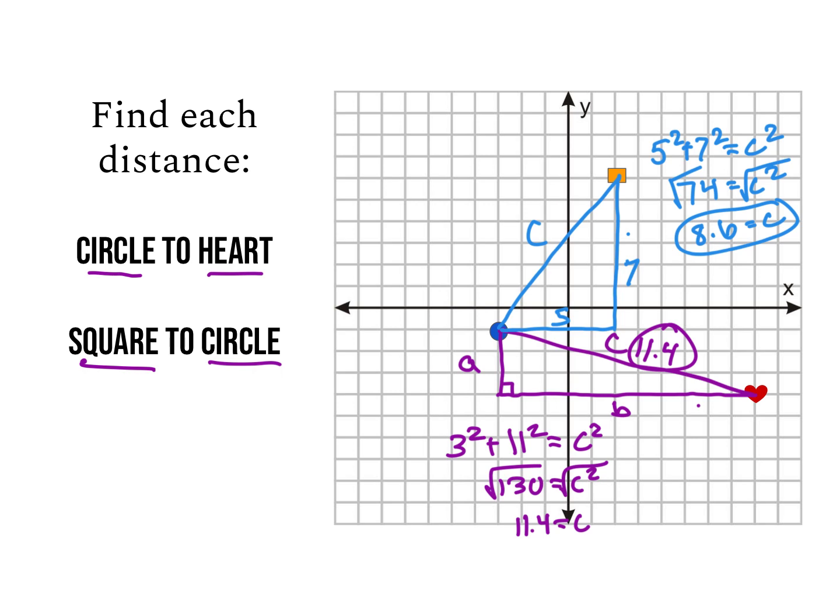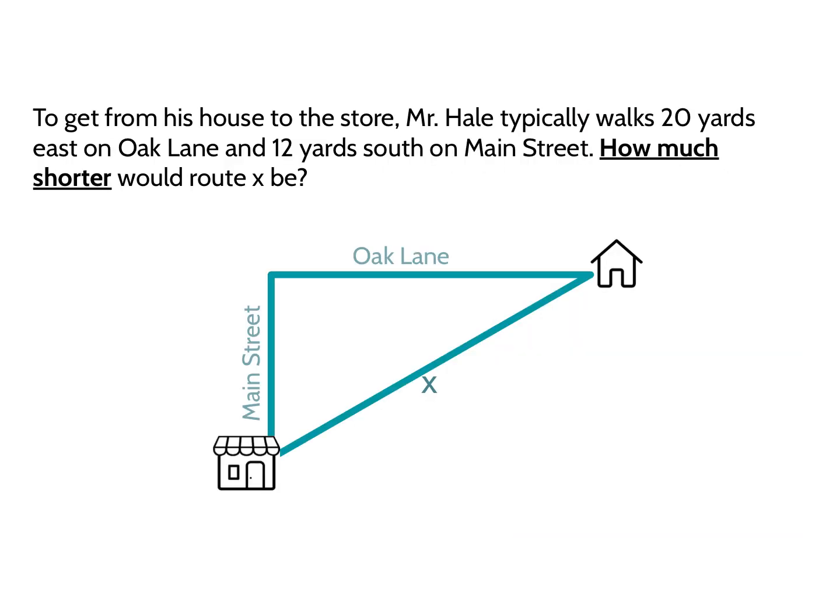Okay, the last section is where we're trying to problem solve. When I'm trying to problem solve on here, I'm going to have a variety of questions. This one's asking directions. I'm just going to read it. To get from his house to the store, Mr. Hale typically walks 20 yards east on Oak Lane, and 12 yards south on Main Street. How much shorter would Route X be?